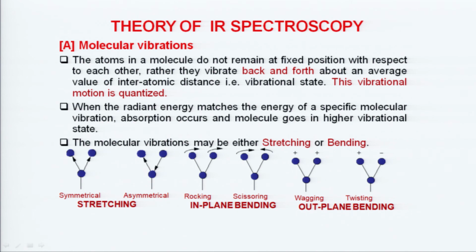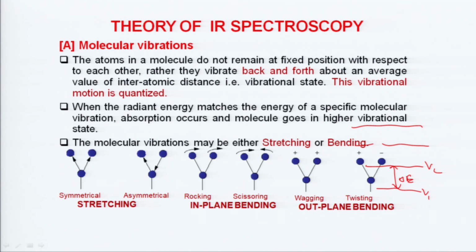Then when the radiant energy matches the energy of a specific molecular vibration, absorption will occur and the molecule will go to a higher vibrational state. How? Suppose this is a vibrational level, and another vibrational level next, and another next. If energy equal to delta E is provided by the electromagnetic radiation, the molecule will go from, suppose, V1 to V2 or V2 to V3 and so on.